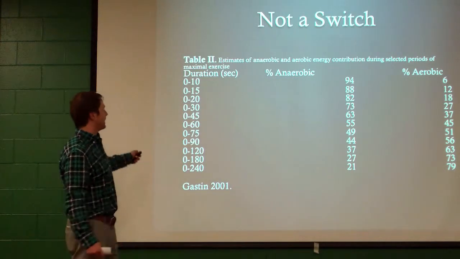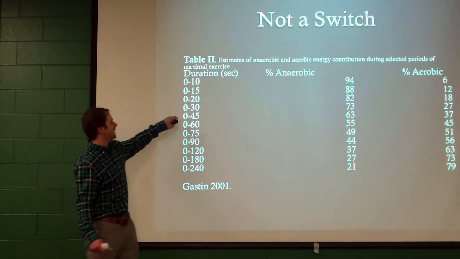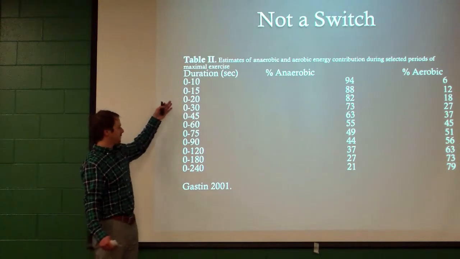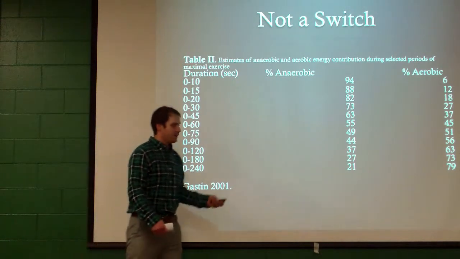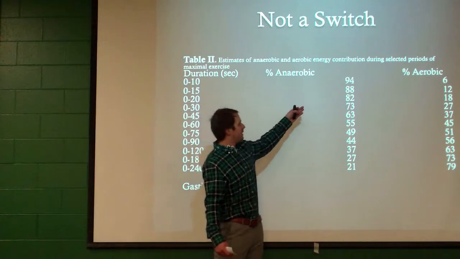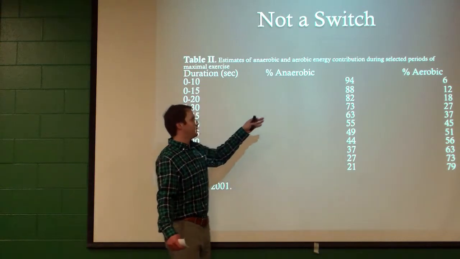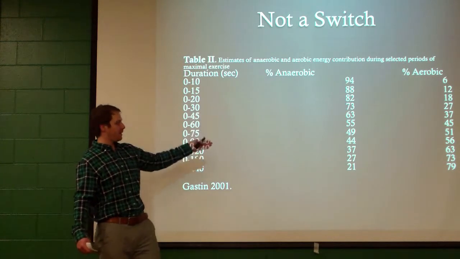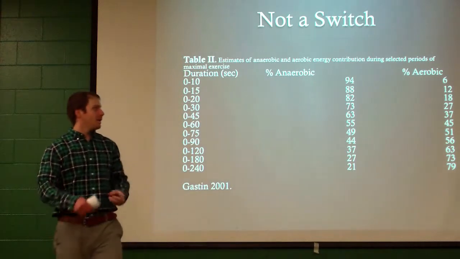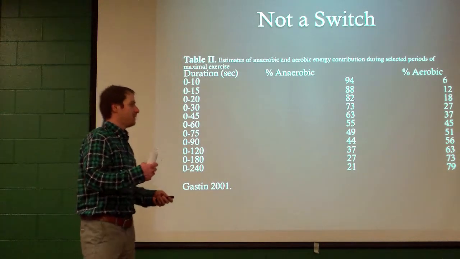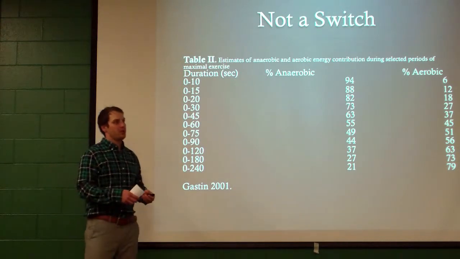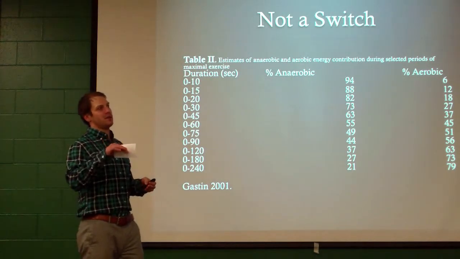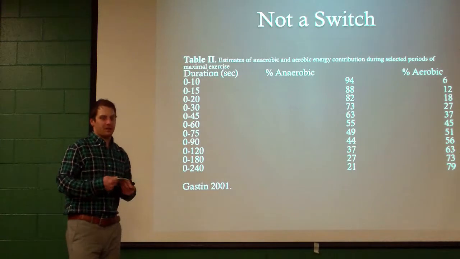This table right here just gives you an idea. Here we have the duration of the activity, ranging from 10 to 240 seconds. And over here it gives us a percentage of the anaerobic and aerobic systems being used. As you can see, there's always an aerobic and an anaerobic system being used. So it's safe to assume that we can use specific training that we would think targets an energy system, like sprints.